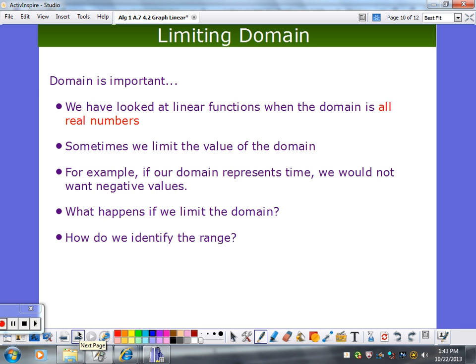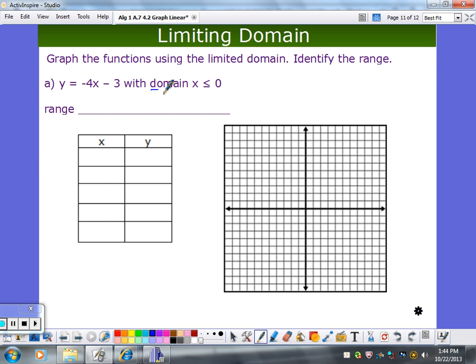Limiting domain. Now, we limit domain sometimes because we don't always want all real numbers. What if I'm working with an X value and it's time? I'm rolling a marble or something, right? Time increases. Is time negative? So, I don't always want all real numbers. Sometimes I don't want negative values. So we sometimes will give a domain that's not all real numbers.